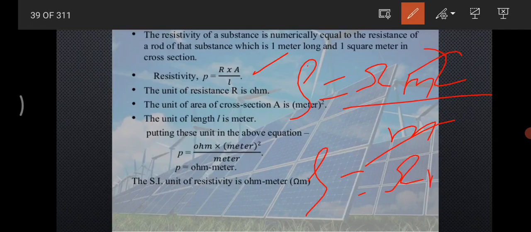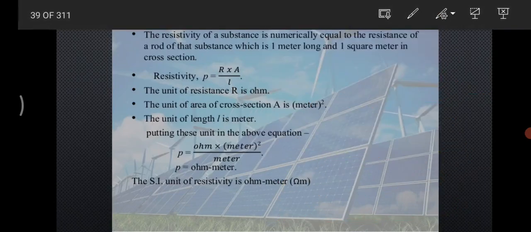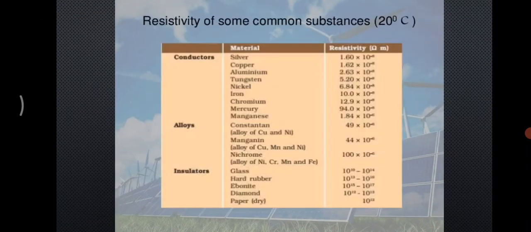The unit of rho is ohm meter. So the SI unit of resistivity is given by ohm meter. Okay, so this is all about resistivity. Next thing which comes is this table, which has given some resistivities of the materials.